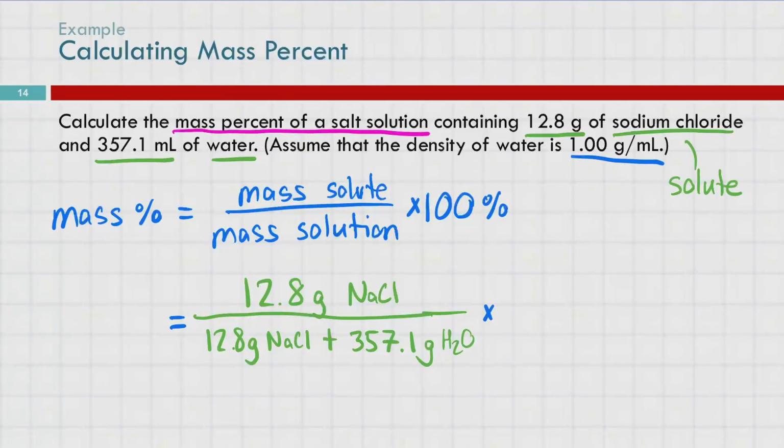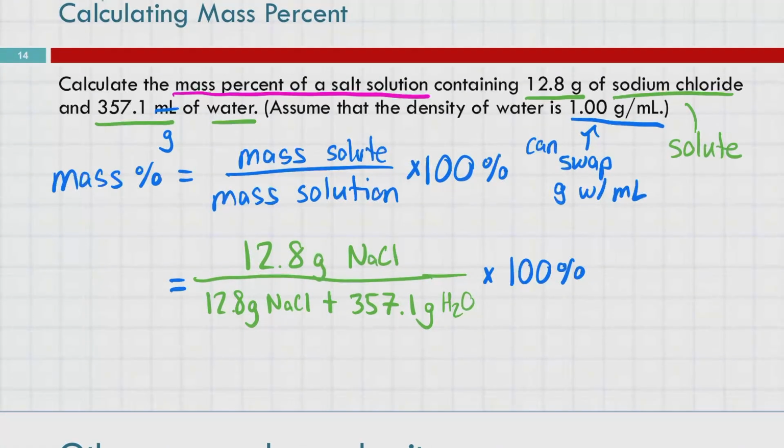It is milliliters of water, and milliliters are grams for water. Since the density is 1 gram per milliliter, we can just flip-flop grams and milliliters as much as we want for free with no brain power required. So this milliliters can become grams. And times 100%. Questions about any of that setup?